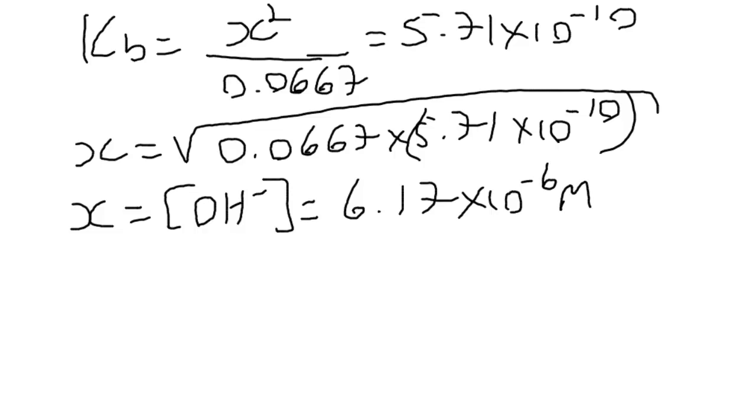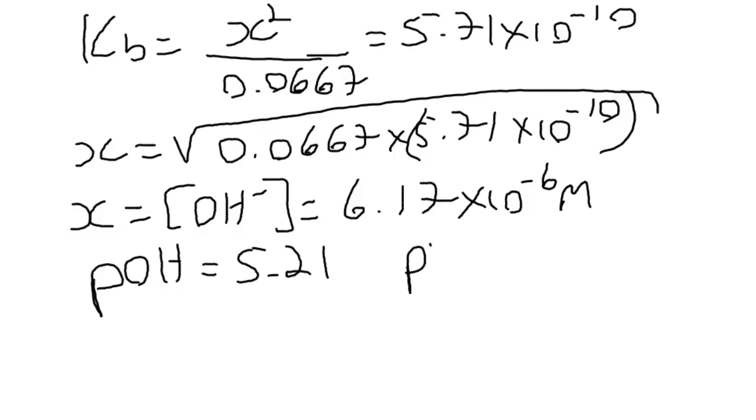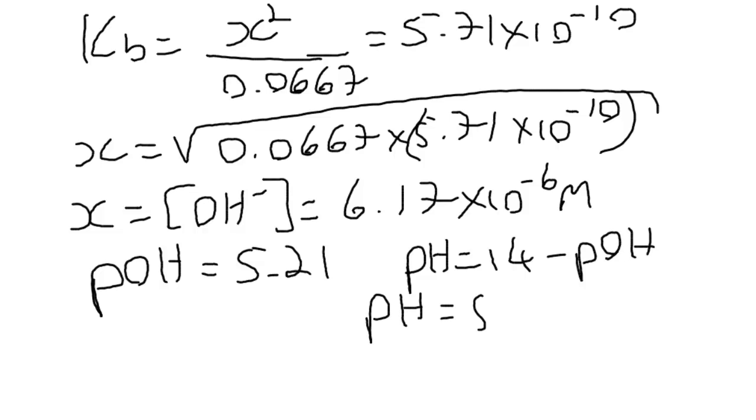And we need to get the pH from that. There's a couple of different ways of doing it. One way is to take the negative log to give us a pOH. And the pOH is going to be somewhere near 5 point something. It ends up being 5.21. And then we can do 14 minus that. So pH equals 14 minus pOH. And the pH ends up being 8.79.